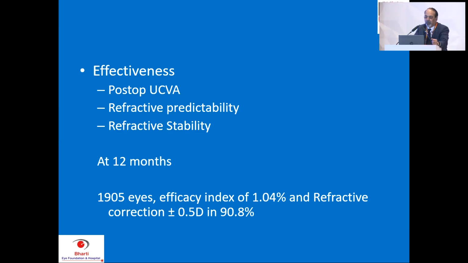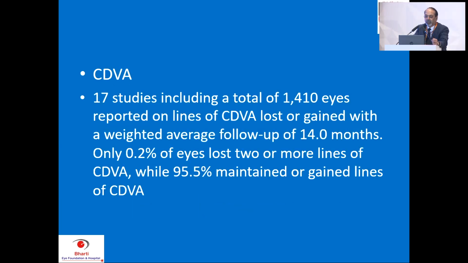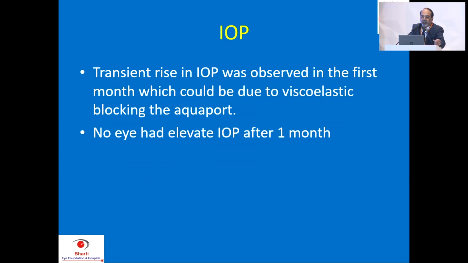Efficacy index of 1.04 and correction within 0.5 diopter in nearly 91% of the patients. Corrected distance visual acuity: only 0.2% of the eyes lost 2 or more lines of CDVA, while 95.5% maintained or gained lines, primarily because of the better optical quality, because no corneal procedure has been done. Transient IOP rise: no eyes had elevated IOP after 1 month, so this is pretty safe on that.